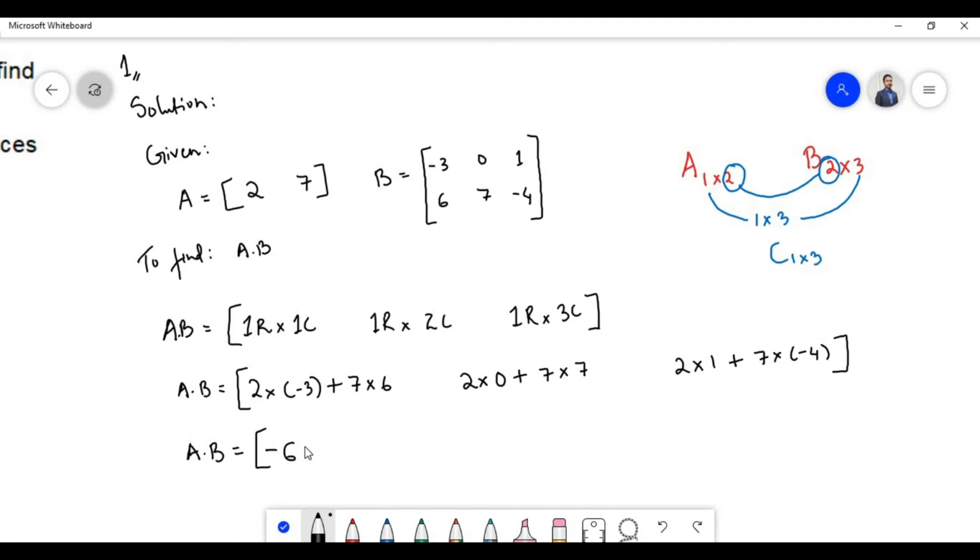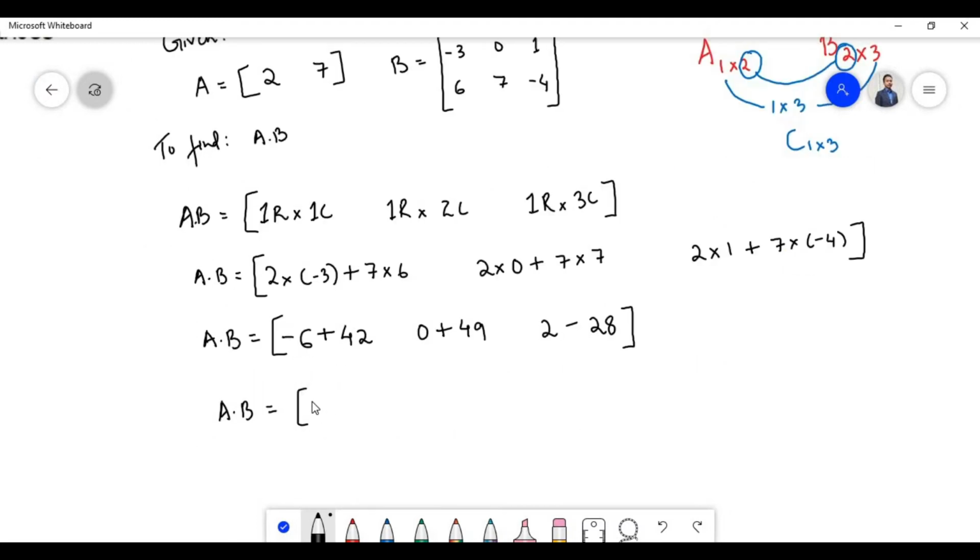2 times minus 3 equals minus 6 plus 7 times 6 equals 42. 2 times 0 equals 0 plus 7 times 7 equals 49. 2 times 1 equals 2 plus times minus equals minus, 7 times 4 equals 28. Minus 6 plus 42 equals 36. 49. 2 minus 28 equals minus 26. Therefore, multiplication of matrix A with matrix B will yield a matrix which contains elements 36, 49 and minus 26.